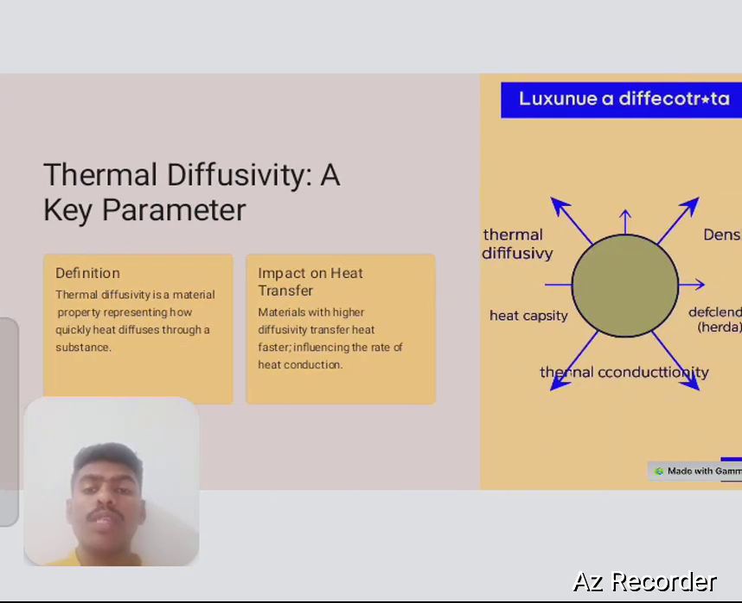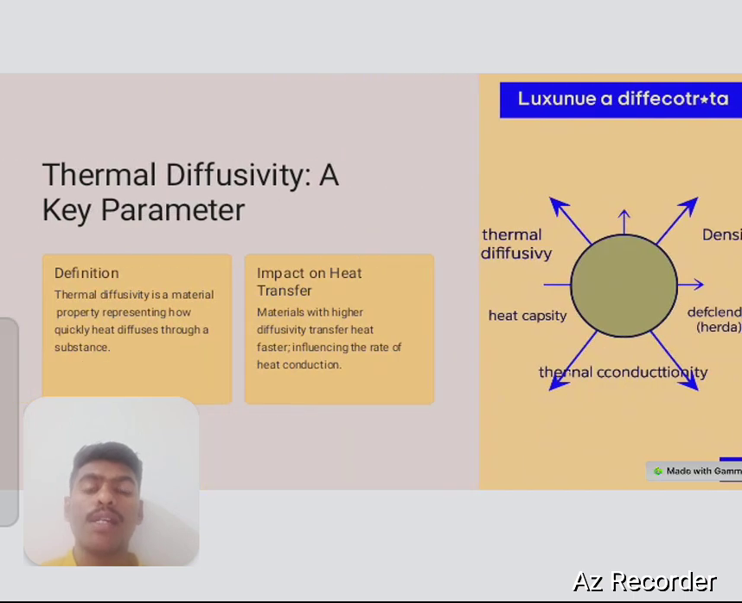Let's move on to thermal diffusivity. First, the definition of thermal diffusivity. Thermal diffusivity is a material property representing how quickly heat diffuses through substances. Next, the impact on heat transfer. Materials with higher diffusivity transfer heat faster, influencing the rate of heat conduction.